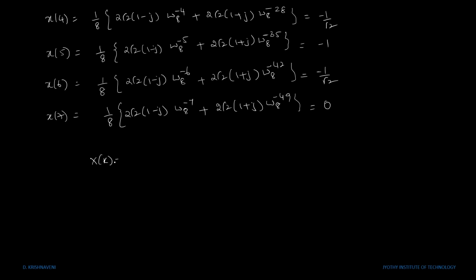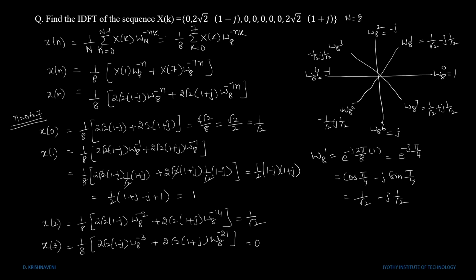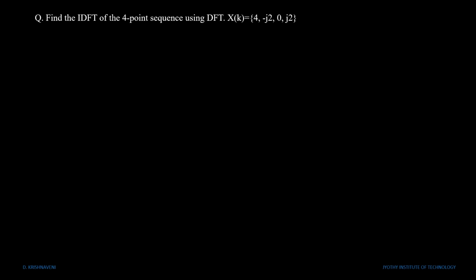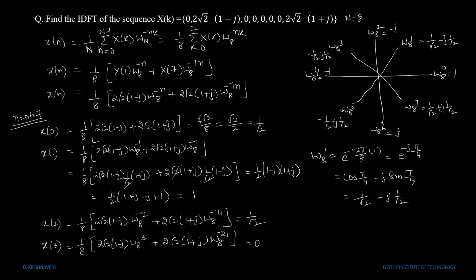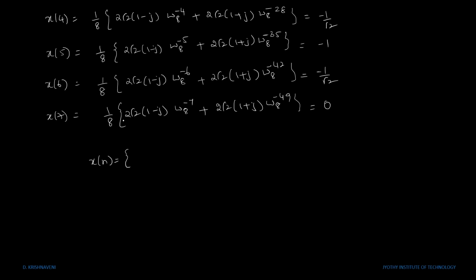So x of n equal to, when n equal to 0, it is 1 by root 2, next 1, next 1 by root 2, next 0. So 1 by root 2, 1, 1 by root 2, 0, minus 1 by root 2, minus 1, minus 1 by root 2, 0.